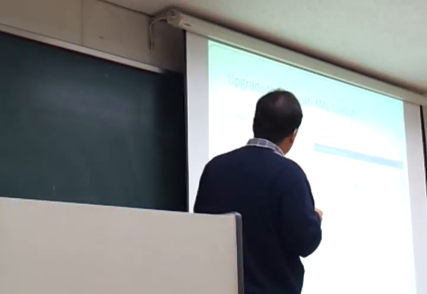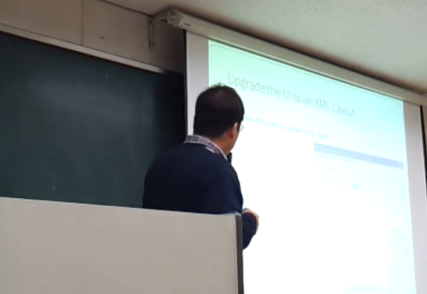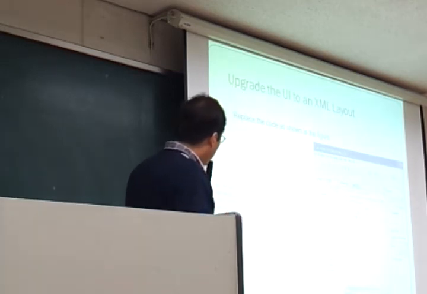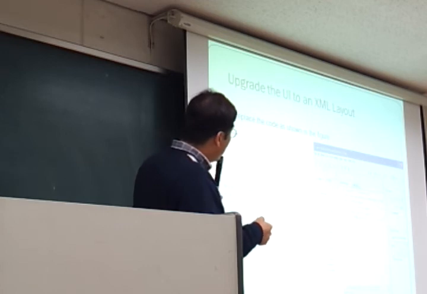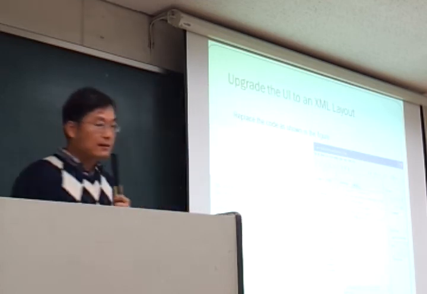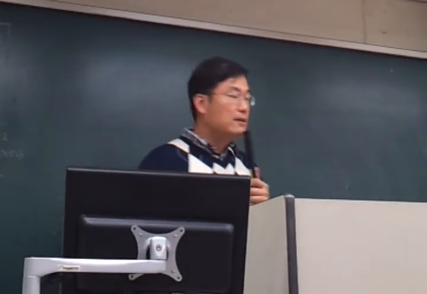So we want to replace the code like this. Text view. We use this text view. And then Android ID, layout width, layout height, and the Android text equals string hello. So in this XML file, if you replace it like this, then basically you'll get the same thing.